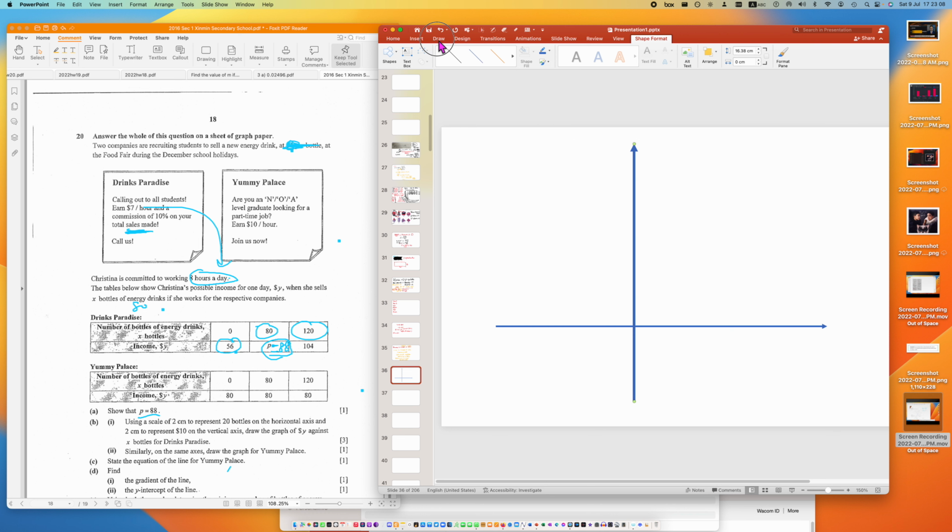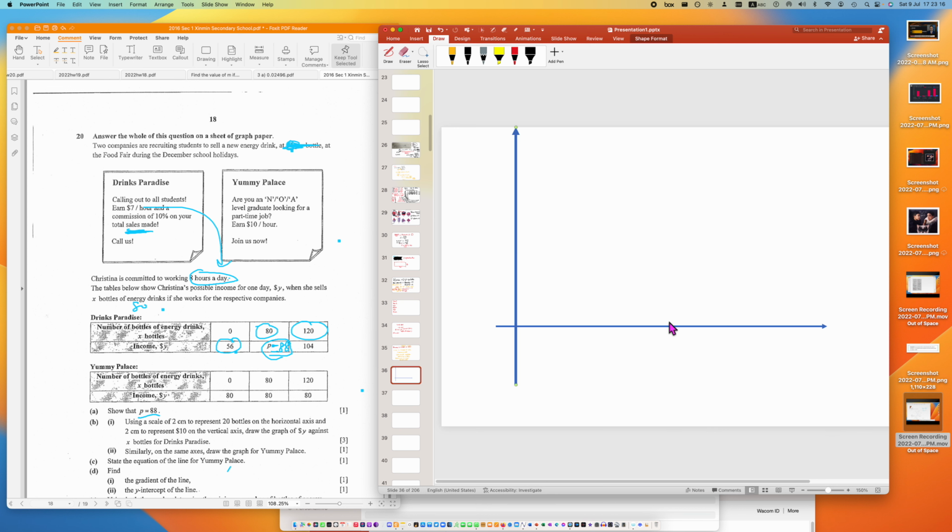Okay, then what do they say? 2 cm for 20 bottles. There won't be negatives, so I don't have to care about negatives. So basically your graph should be like this, if this is your graph paper. I think I have a graph paper here.